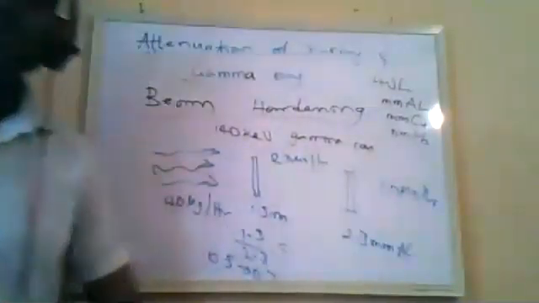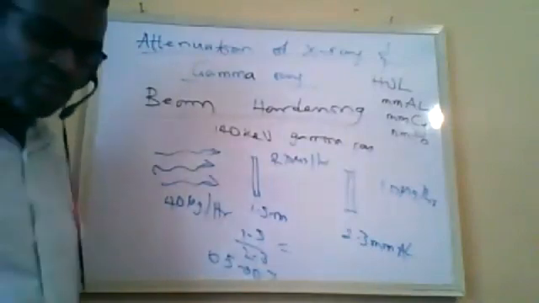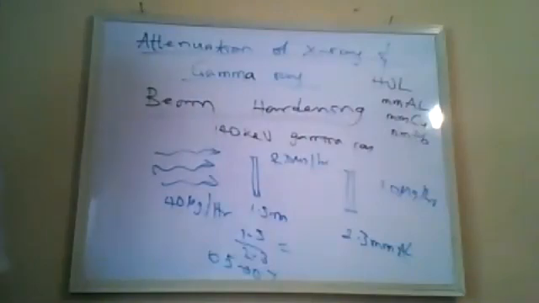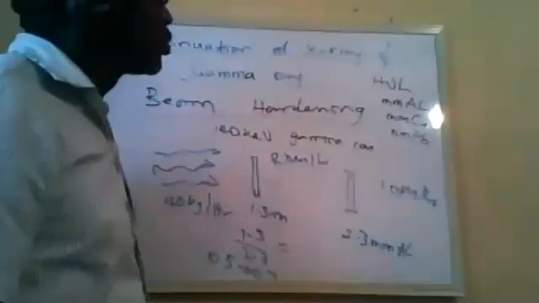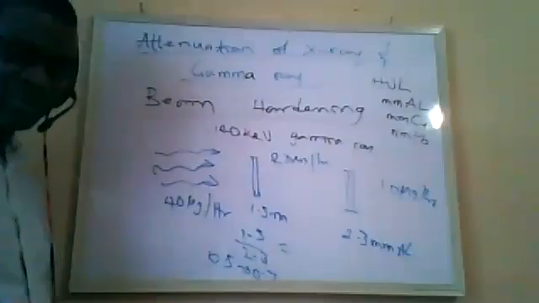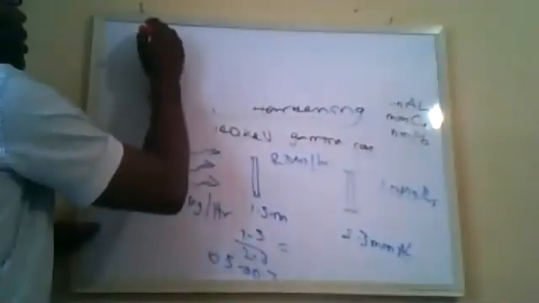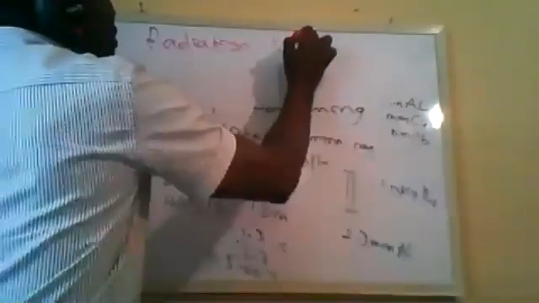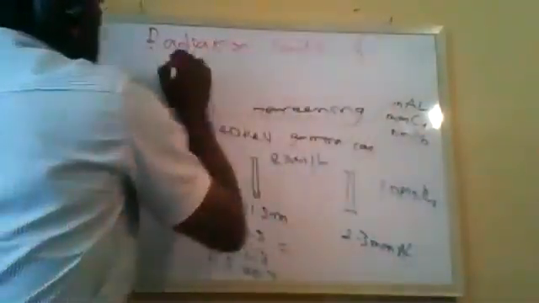So the remaining things are just radiation units and measurement, which you can actually read up: exposure, absorbed dose, equivalent dose, and effective dose. Those ones are not so much of a problem. You can actually read those up. Radiation units and their measurement.